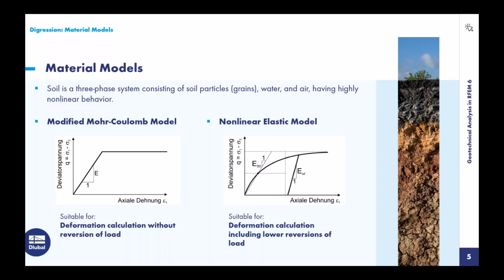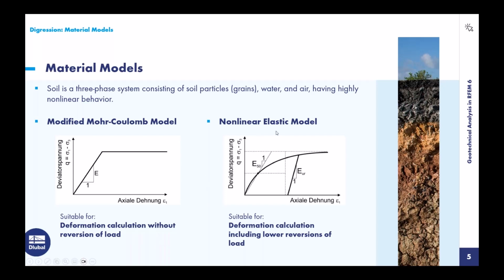Yeah, so let's have a look at these current models. The modified Mohr-Coulomb model is a linearly elastic, ideally plastic model. It shows linear elastic behavior according to Hooke's law in a range of allowable stresses. And when the yield criteria according to Mohr-Coulomb is reached, it shows ideally plastic behavior. The Mohr-Coulomb model is a relatively simple model that can be used for deformation calculation without reversion of load.